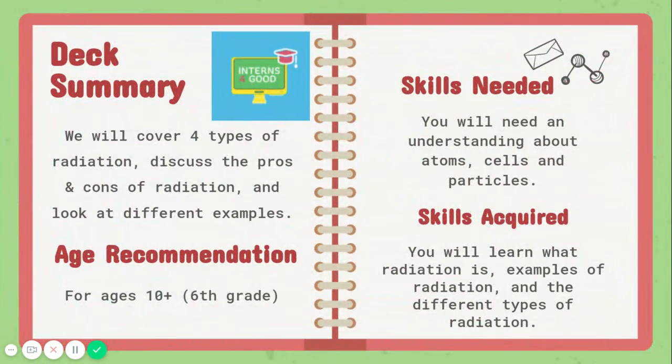Text summary. We will cover 4 types of radiation, discuss the pros and the cons of radiation, and look at different examples of radiation. This lesson is recommended for children 10 and older. To understand this lesson completely, you will need a basic understanding about atoms, cells, and particles. You will learn about radiation, examples of radiation, and the different types of radiation.